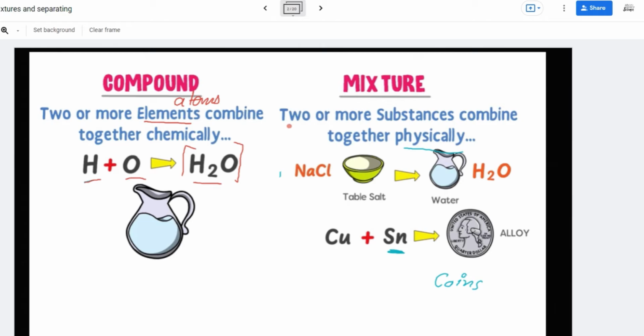In a mixture, remember, two or more substances combine together physically. Physically, so their chemical identity will not change. Chemically means that their chemical identity will change. Physically combined, such as table salt, which is sodium chloride, and water. When both of them come together, it's called a mixture. A mixture you see in regular life is coins, a combination of copper and tin. So a mixture is when two or more substances combine physically. A compound is when two or more atoms combine chemically. Any confusions? No. Okay, let's move on.